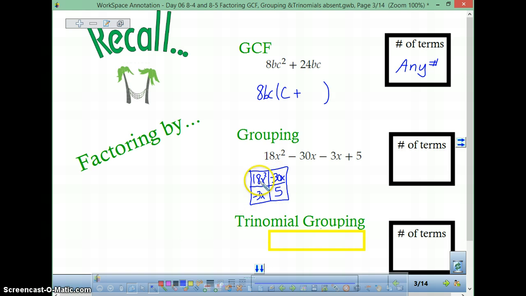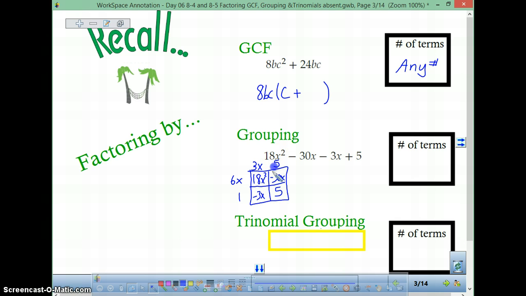Now we find the greatest common factor in each column and each row. The greatest common factor of 18 and 30 is, I think it's 6. Greatest common factor of x squared and x is x. Greatest common factor in this row, there isn't one, so I write a 1. Greatest common factor of this column is a 3 and an x. Greatest common factor here is a 5.